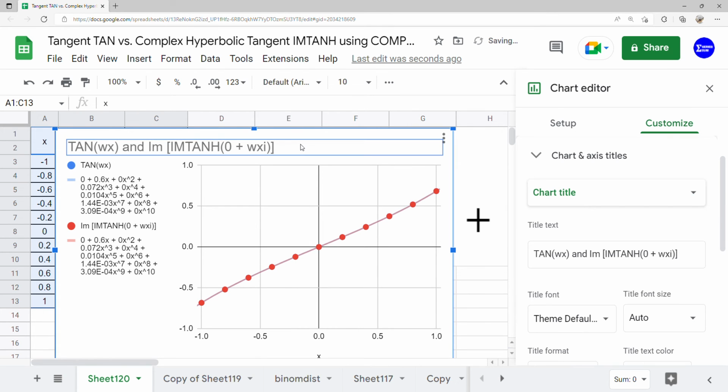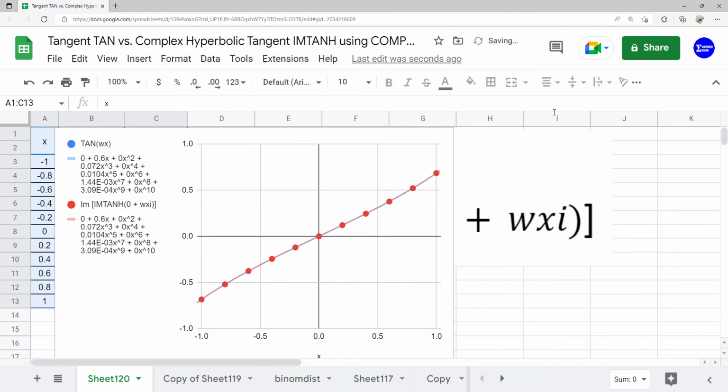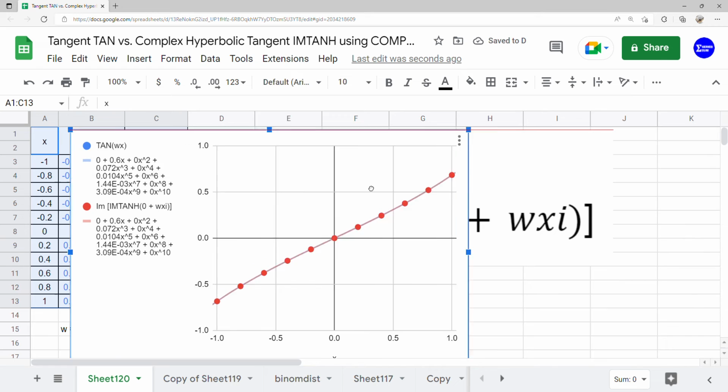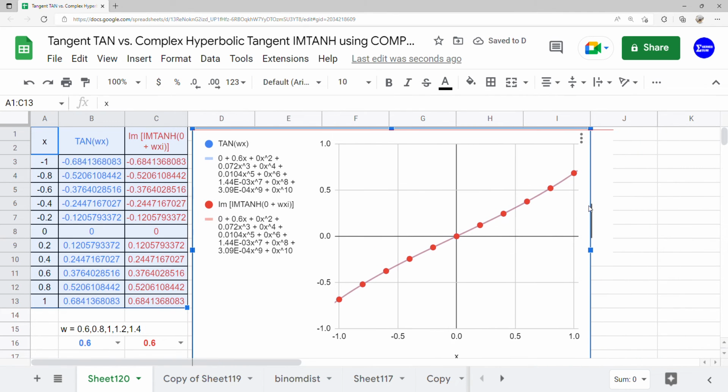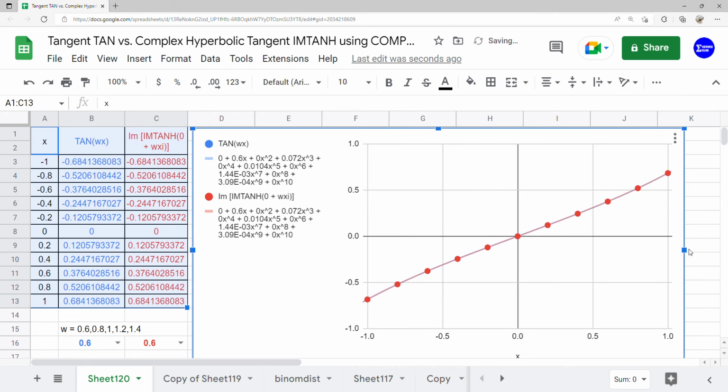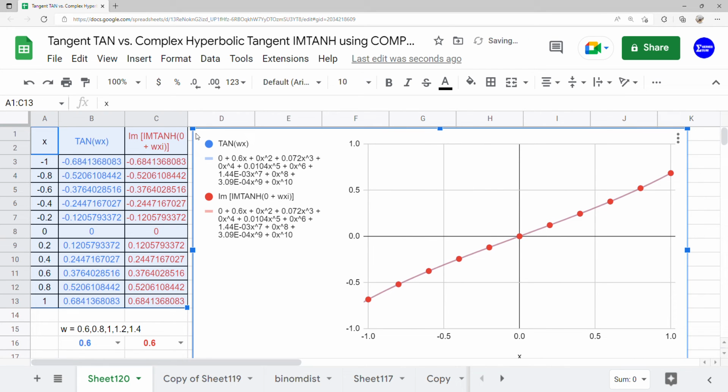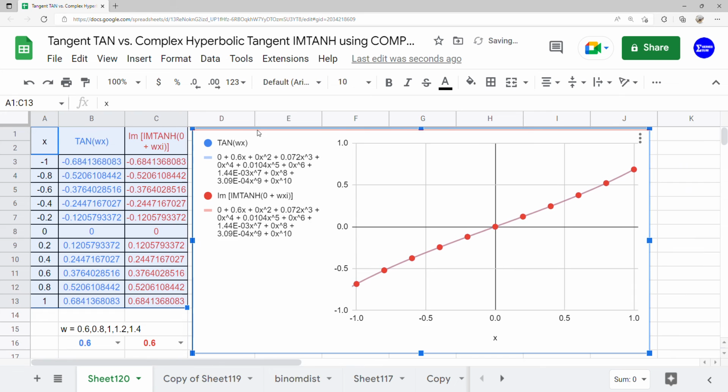We don't need a title. We already have the equation as label. And we continue with the values of W. We can now change the values of W. So we arrange this to show the values of W.